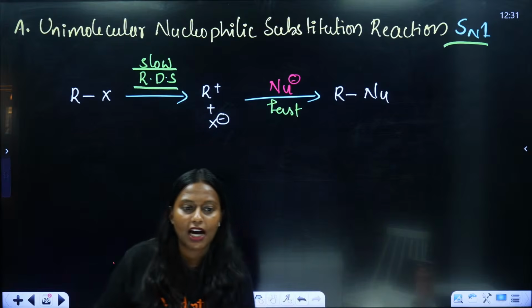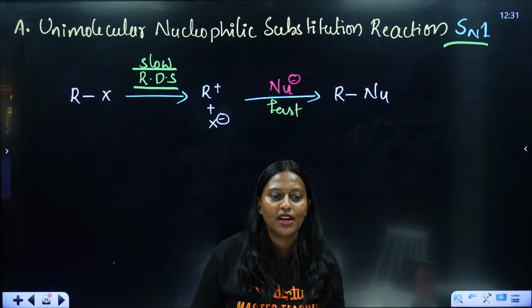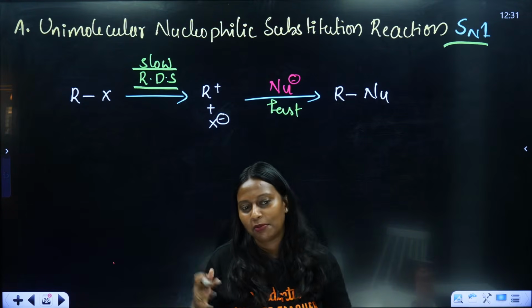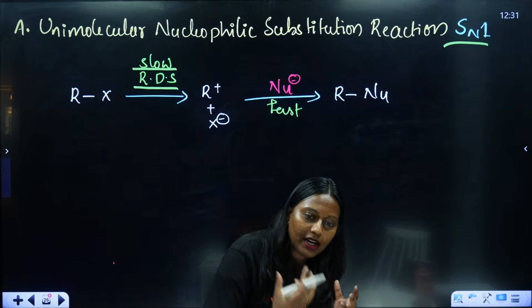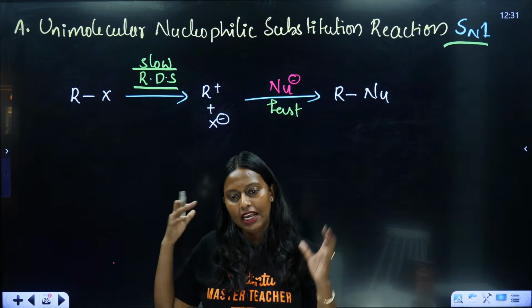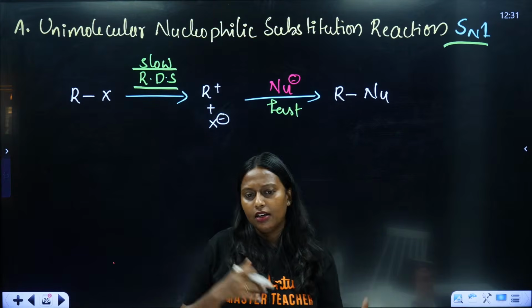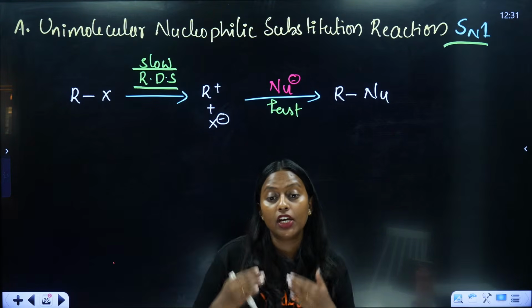So it is Batman, ma'am. Okay, Batman, Superman, whatever you want, give the name. Okay. So what will happen? So here X will eliminate, X will leave. It's a leaving group.